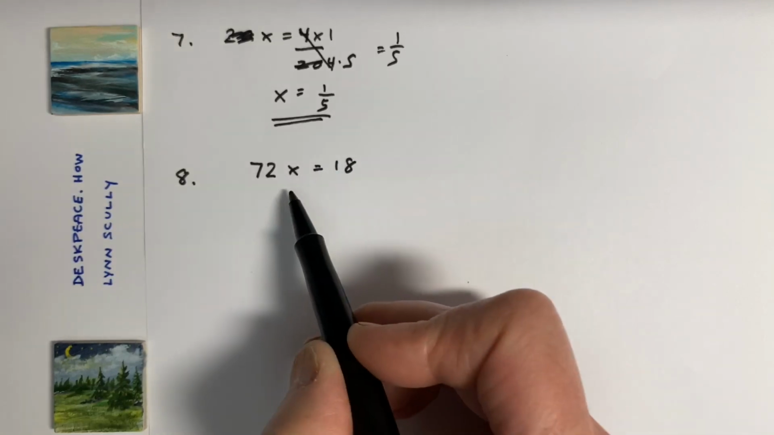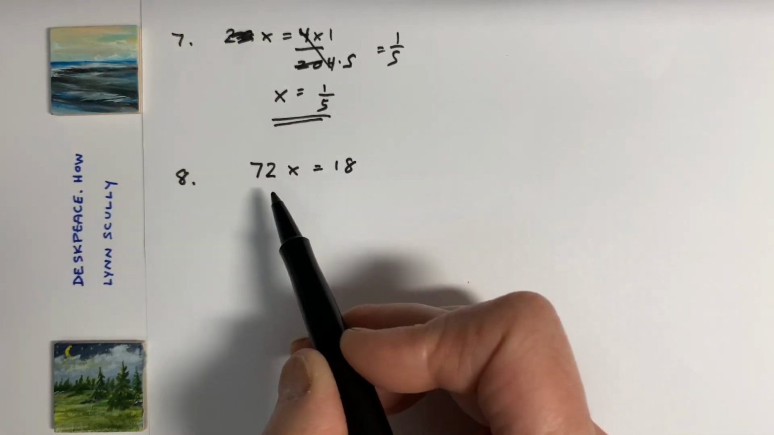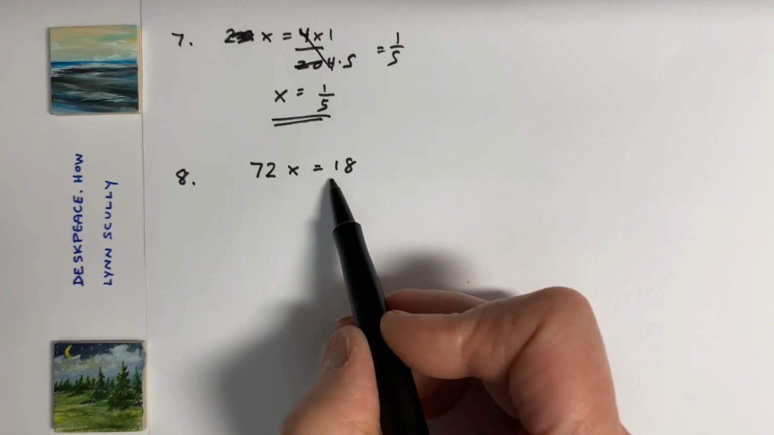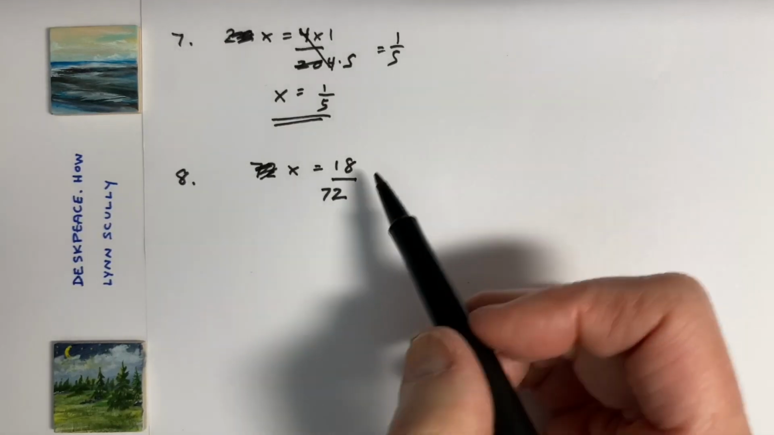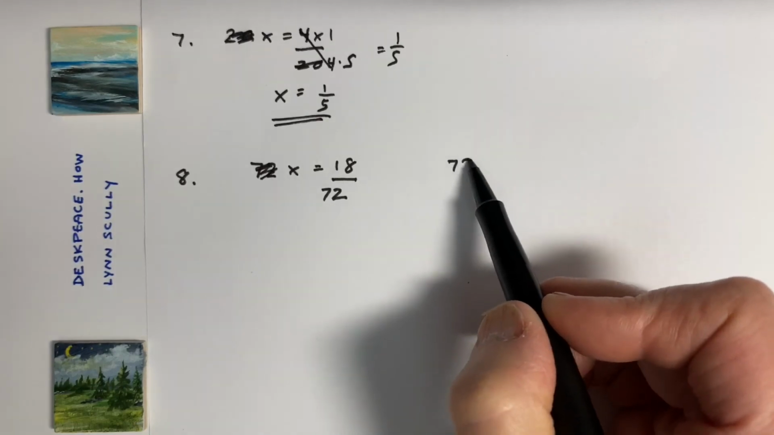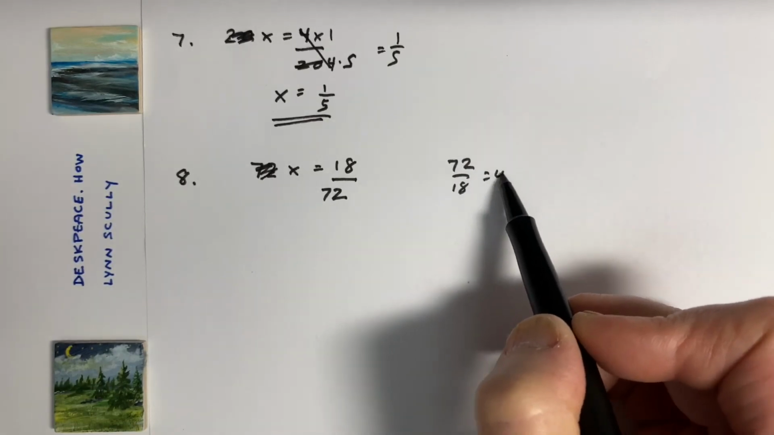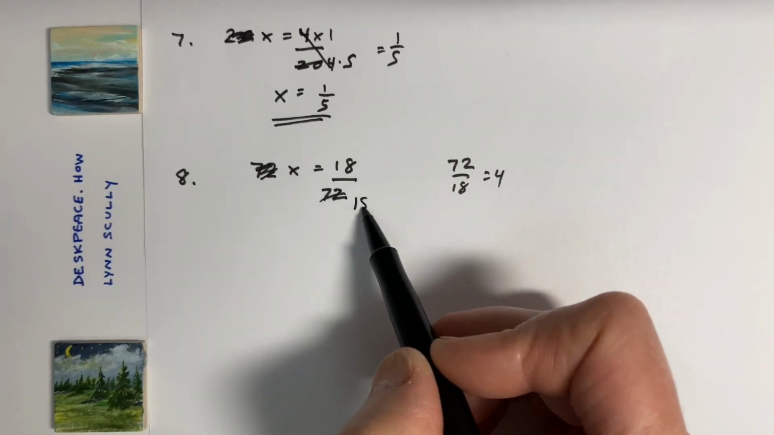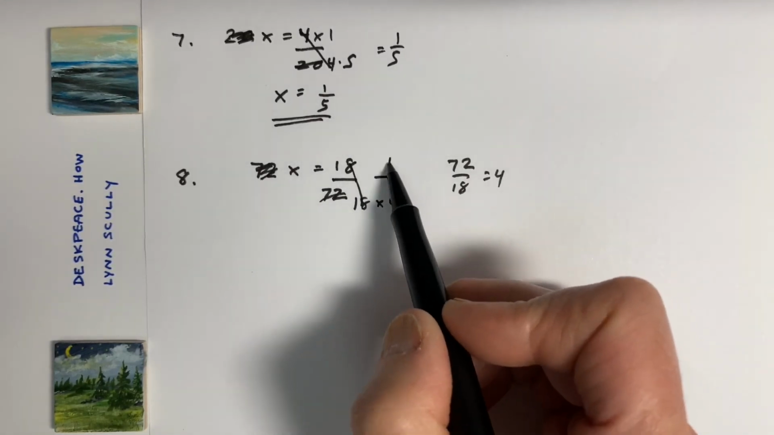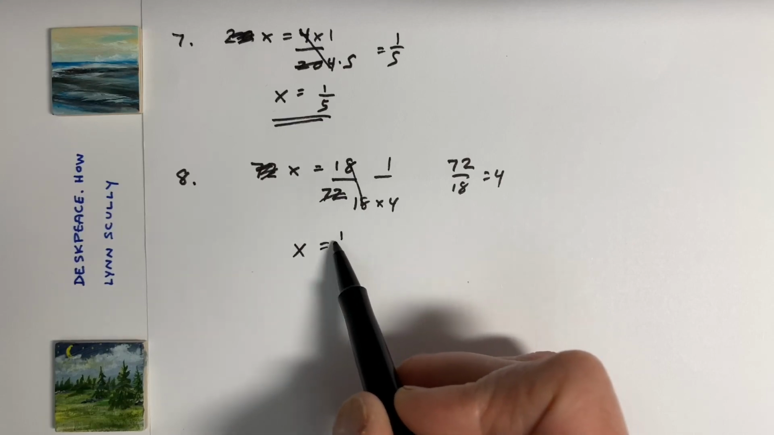Number 8, 72x equals 18. X is my unknown, 72 is attached by multiplication. Move it by division to the other side of the equal sign. Whoops. Now, so before when we had 72 over 18, we knew that was 4. So this one's actually going to be 72 is 18 times 4. I'm getting 1/4. X is 1/4.